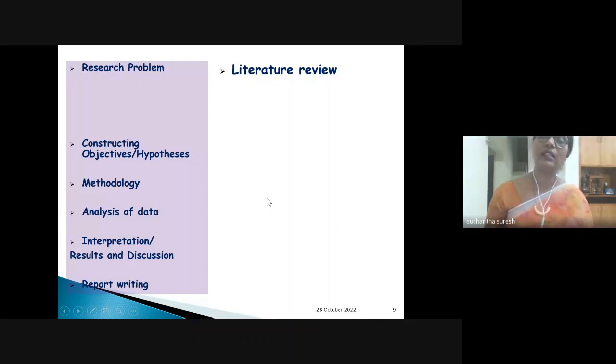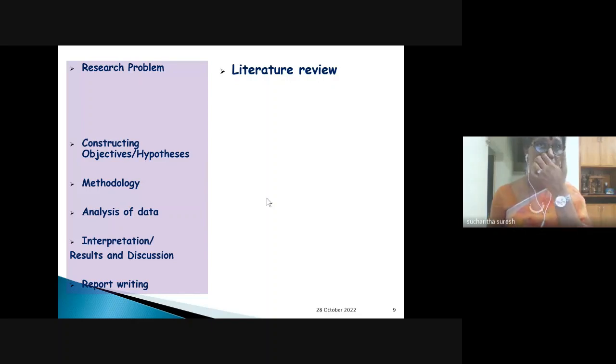Next area is literature review. Whether it is important in paper writing, it is very, very important. Because in good paper writing, you have to show clearly what is new in your study. To say that something is new, you have to show what is existing in the literature, what knowledge is existing regarding the topic you have taken up.